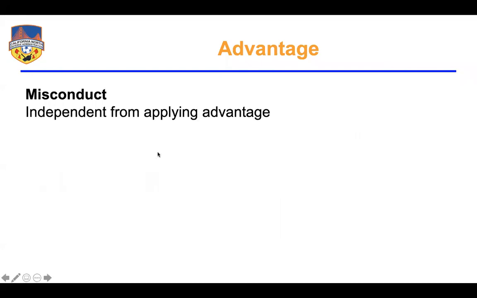So that's the wait and see. The next is misconduct. Now, how we apply misconduct is completely independent from how we apply advantage. So if we choose to give advantage, that means we're choosing not to stop play. It doesn't absolve the person who's guilty of the offense.